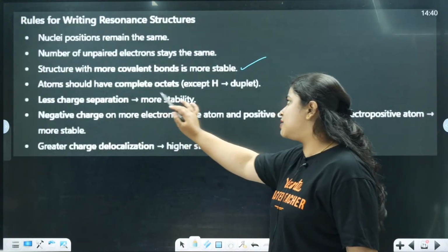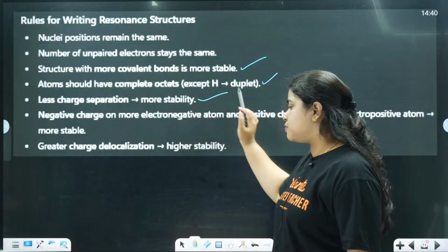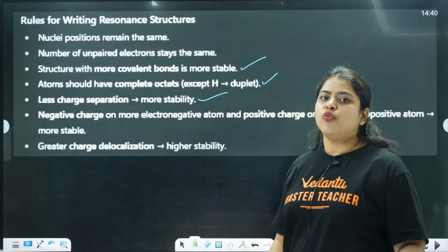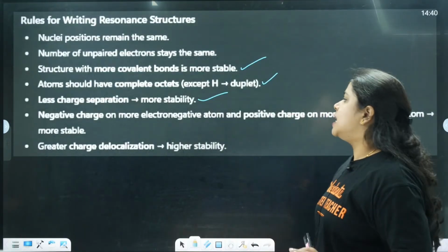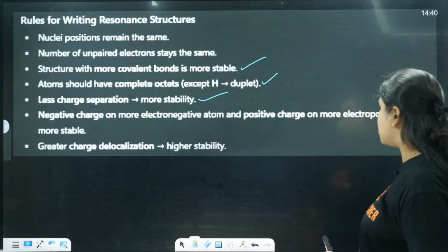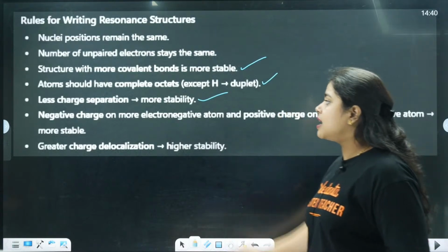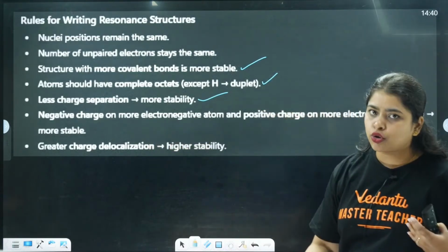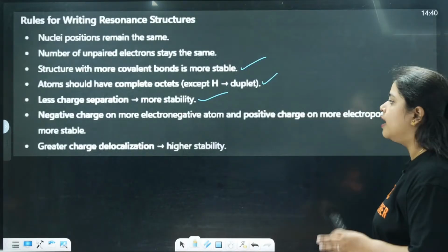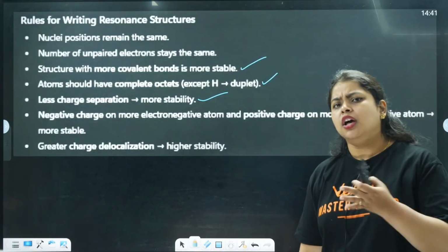Then atoms should have complete octets, for example H has a duplet. Less charge separation gives more stability. So less charge separation means more stability when the resonance is being formed. Clear? Now negative charge on the more electronegative atoms and positive charge on the more electropositive atom is more stable. So we can consider it more stable whenever we write the resonance structure.